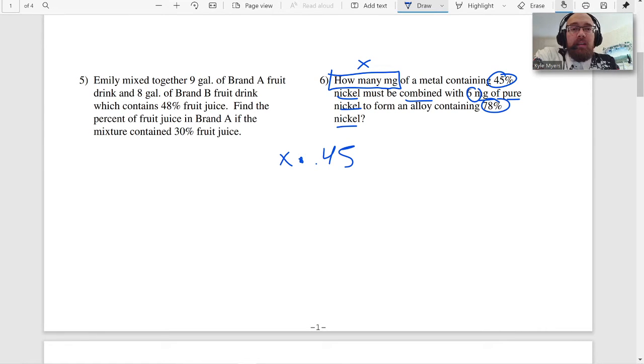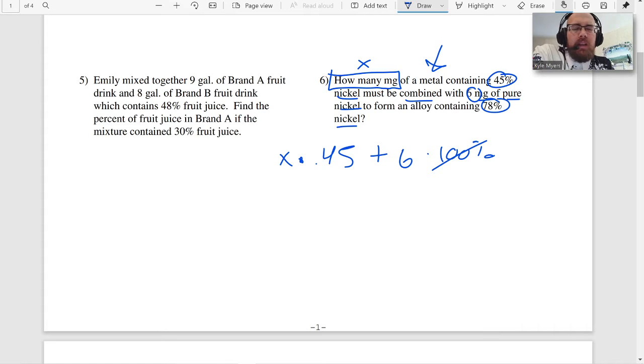That's going to be the amount of nickel that's in that metal, right? This metal right here. That's the amount of nickel, x times 0.45. We don't know how many milligrams it is. That's what we're trying to solve for. But that plus the other amount, 6 milligrams of pure nickel. Well, how much percent of nickel is pure nickel? It's 100%, right? 100% as a decimal would just be 1. I'm just timesing 6 by 1. 6 times 1 is 6, so I'm just going to get rid of that.